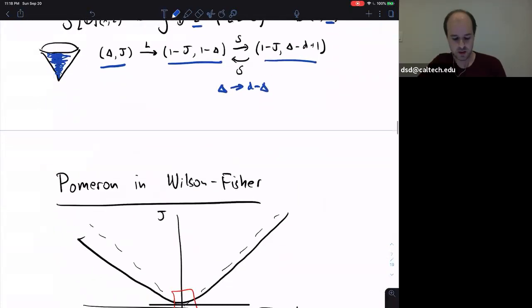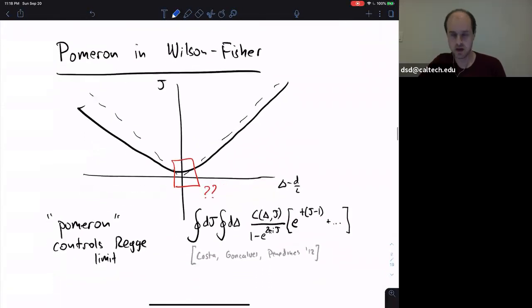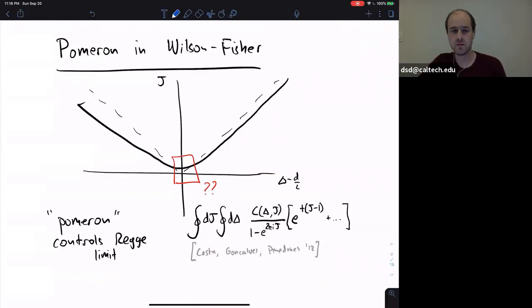Okay. So that's what I want to talk about next, and I'm going to talk about it in an example of the Wilson-Fisher theory. So this point is interesting because the operator that lives at this point is called the Pomeron, and it controls the leading behavior in the Reggeized limit of basically any observable. So you take any blobs, any objects, any operators, and you boost them with respect to each other, the Pomeron controls the leading behavior in that limit.